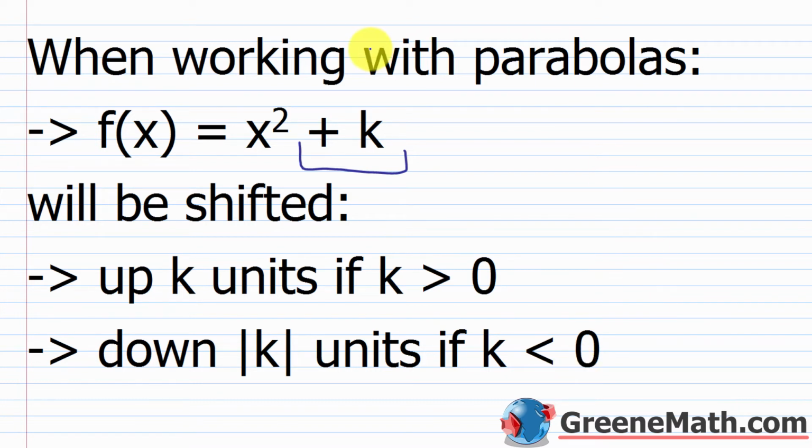So this is what you want to write down and kind of commit to memory. If you're working with f of x equals x squared plus k, your vertical shift will be up if k is greater than 0 or down if k is less than 0. So if I had f of x equals x squared plus 10, I know that's a vertical shift of 10 units up. If I had f of x equals x squared minus 30, I know that's a vertical shift of 30 units down. So very, very easy once you understand what's going on. That's a typical question you'll get on a test.